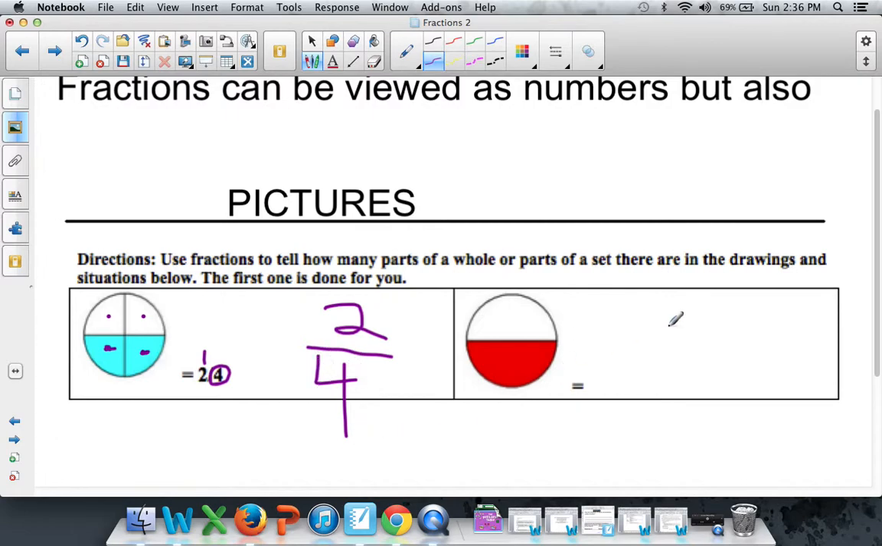What would be the appropriate fraction for this one? Think about it. How many pieces are there altogether? That's not hard to see. 1, 2. And how many are shaded or have color? Just the 1. So what fraction is that? 1/2. Alright, not so bad.